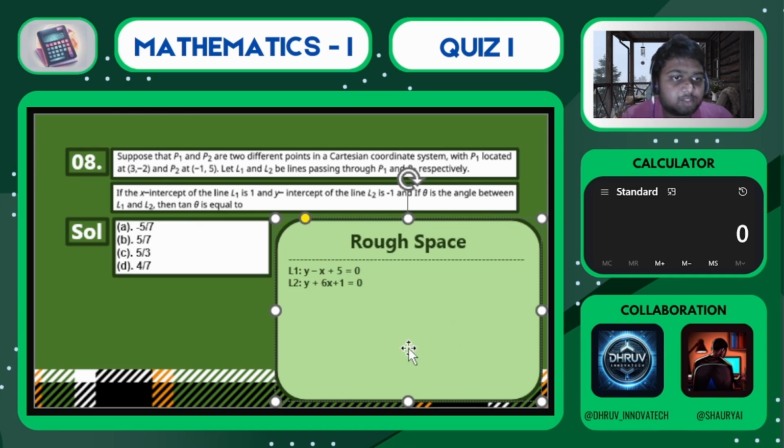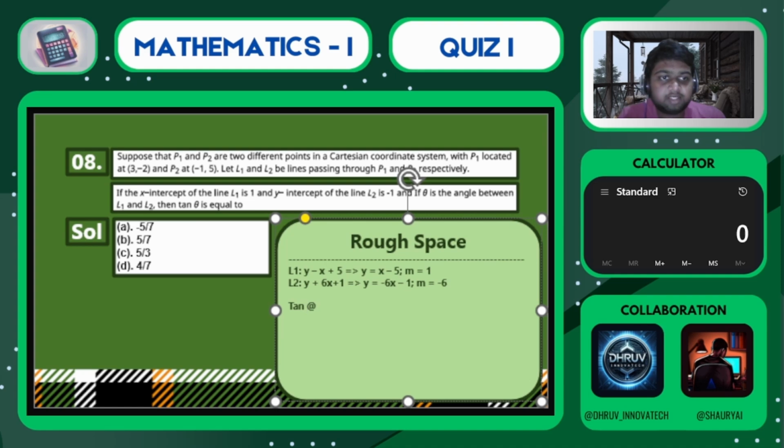So now we have to find the angle between them. We can write the first line in the form y equals x minus 5. Therefore, we get m equals 1 here. For the second line, we can write y equals minus 6x minus 1, which gives us m equals minus 6 in this case.